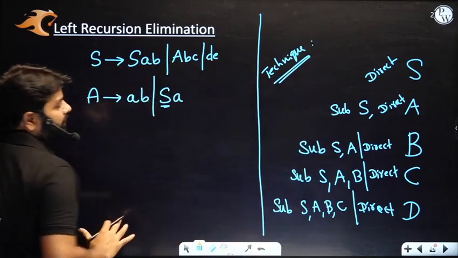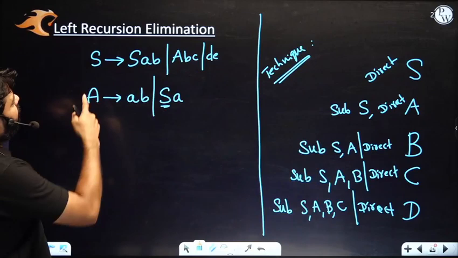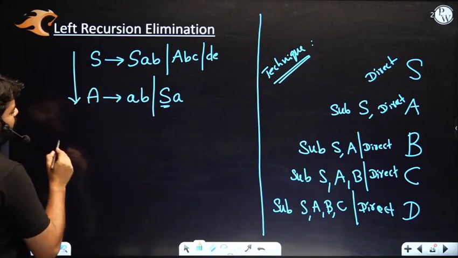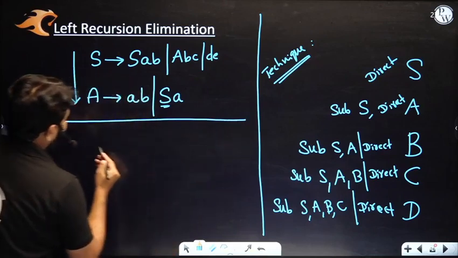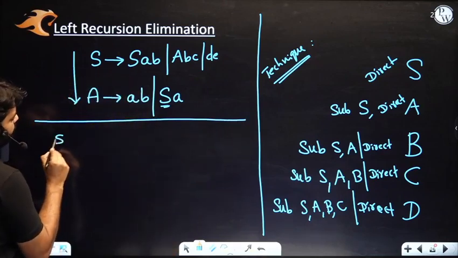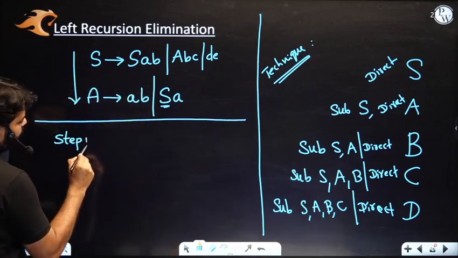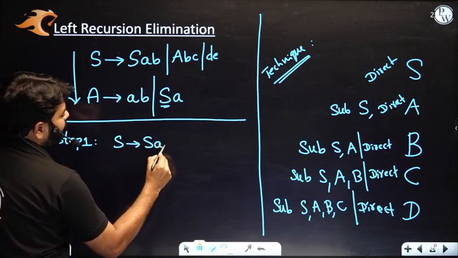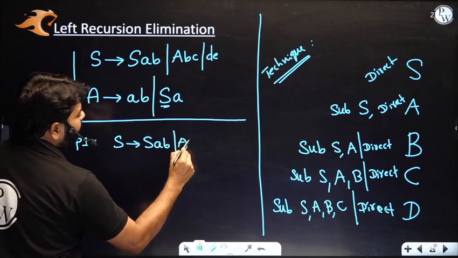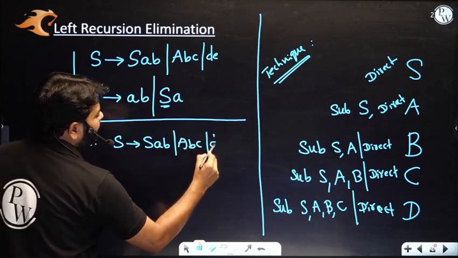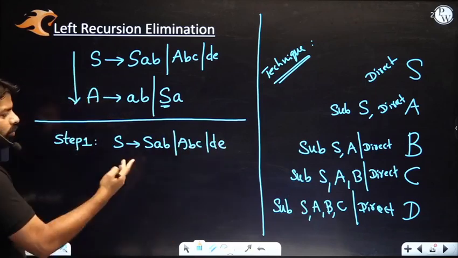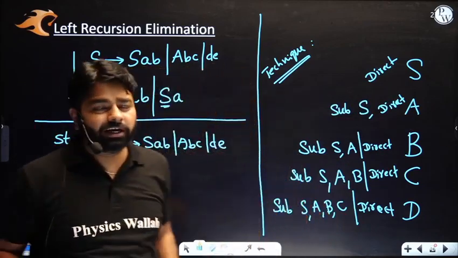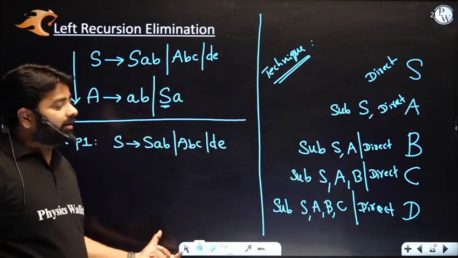Now tell me which order you want to follow. I will follow the same order. The first step is step 1. S derives as AB or ABC or DE. Now tell me what I have to do. I will only apply direct left recursion elimination. Don't look at any indirect left recursion, because that we don't worry about here.